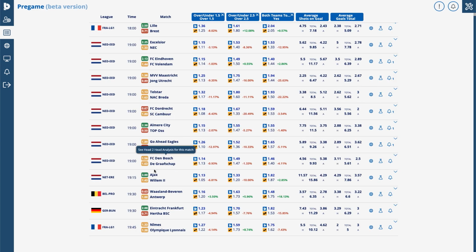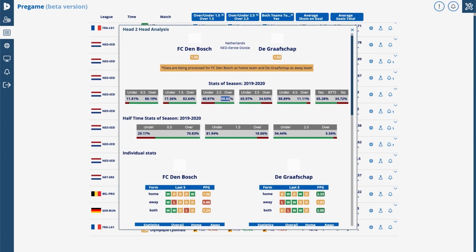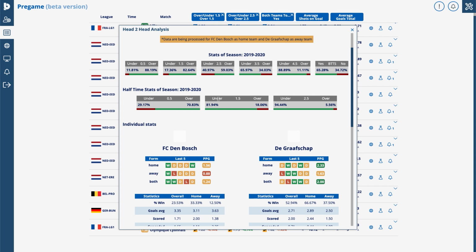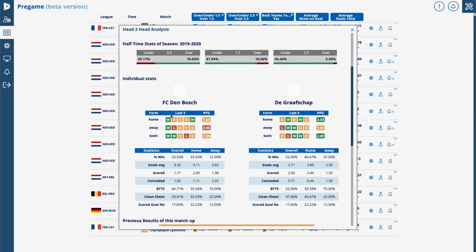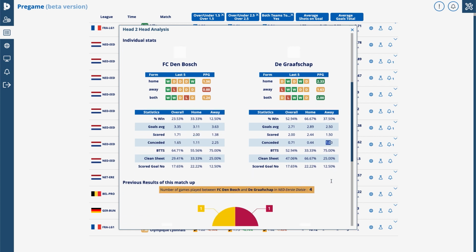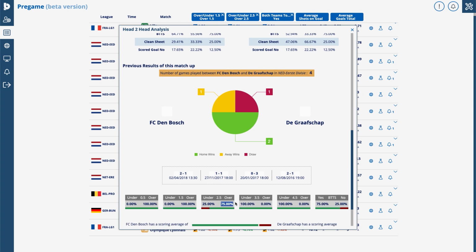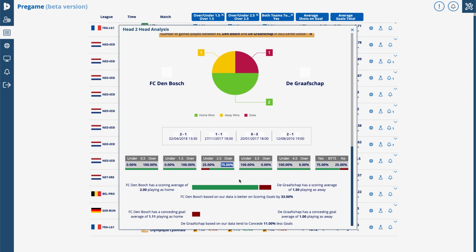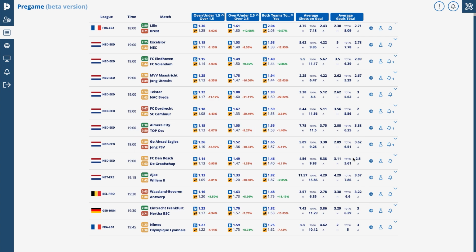Next one. Den Bosch. Excuse my Dutch, my pronunciation is still not working. We have over 2.5. We have almost 60%. Den Bosch is having a lot of goals when playing at home. And the Graafschap, both a bit mediocre. No one is really owning a streak. Scoring, conceding. Okay, it should be a game for Den Bosch. Seeing this, let's have a look.